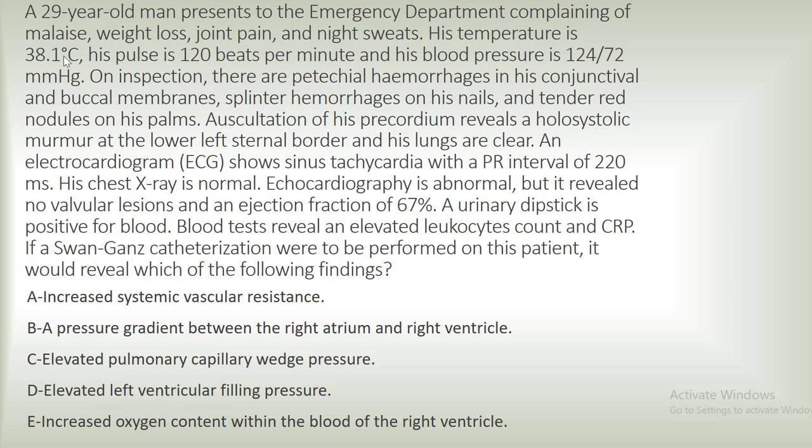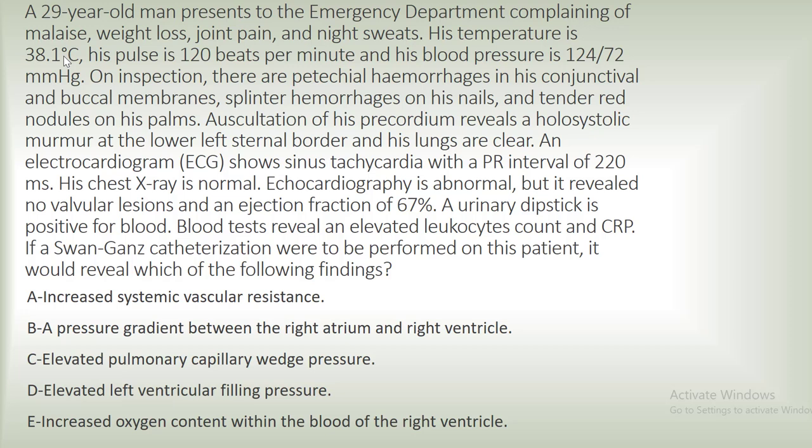So if you have vasodilation, you would increase the diameter of blood vessels, and that would decrease your systemic vascular resistance, leading to hypotension and shock. This is one of the mechanisms why patients with sepsis go on to become hypotensive. So answer choice A is wrong. We would expect it to be normal or even decreased. Answer choice B says a pressure gradient between the right atrium and right ventricle.